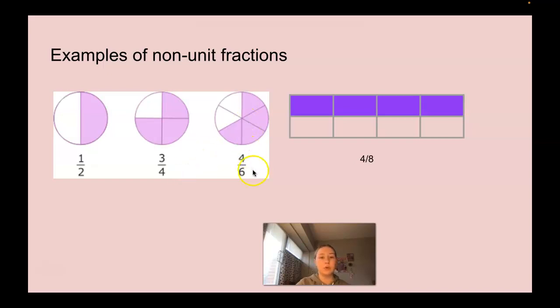Looking over here at 4/6, 4 of the pieces are filled in, and there's a total of 6 pieces. And then one more example, 4/8. There are a total of 8 pieces here, but only 4 of them are filled in.